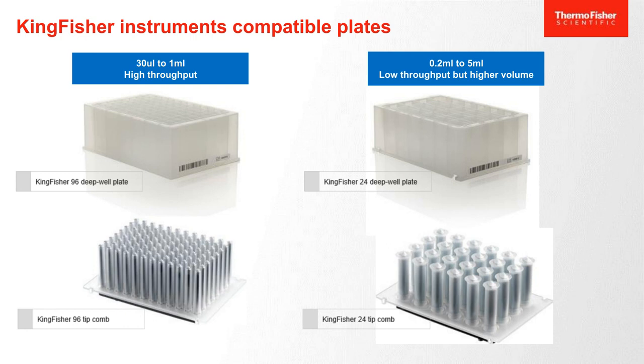To put it into some kind of real perspective, if you were extracting DNA from blood, the 96 well plate would be for 50 microliters of whole blood to 400 microliters of whole blood. And then if you want to go up to, say, 1 mil to 5 mil, then you'd be using the 24 well plate. So that's how that works.